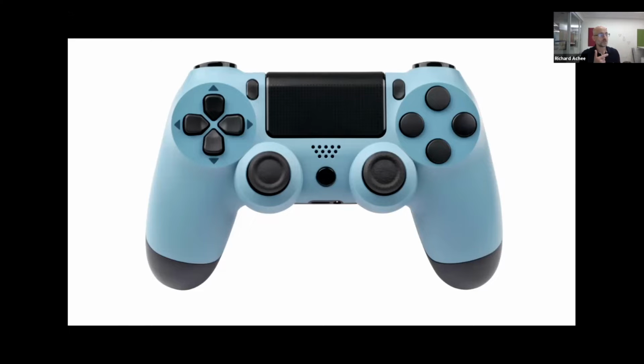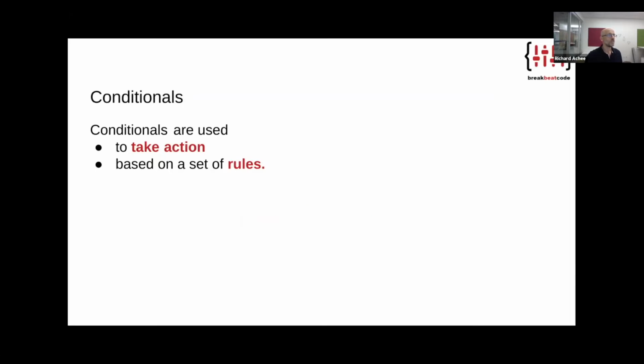So you need to handle those instructions based on user input, and you need this thing called a conditional. A very simple way to think about a conditional is that it's used to take action based on a set of rules. That action might not literally be moving something around. We're going to show you an example where it could be just changing a variable value, and that variable value will be used later. So that action could be any kind of change.